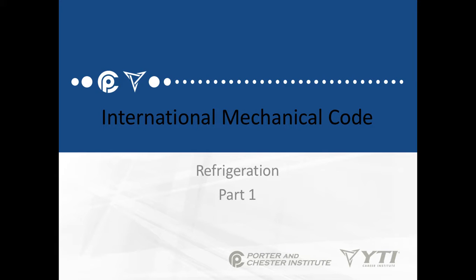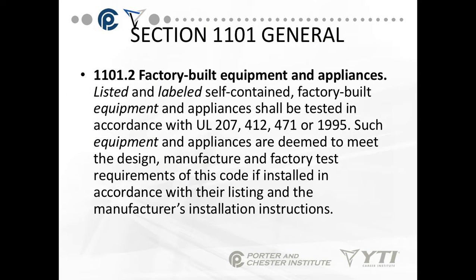In this lesson, we're going to start talking about the International Mechanical Code with refrigeration. Now, Section 11 deals with most of the refrigeration, that includes air conditioning, by the way, parts of the International Mechanical Code. 1101.2 defines the general areas that this code covers.